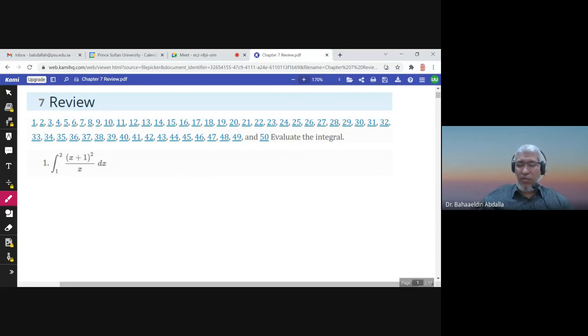These are some review exercises about Chapter 7. Chapter 7 is about techniques of integration and improper integrals.